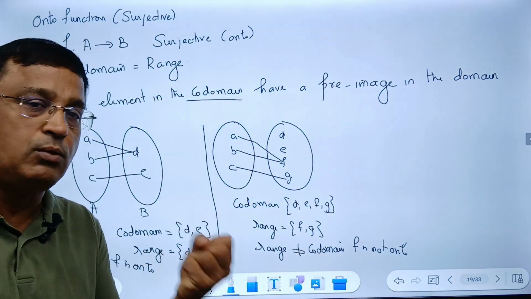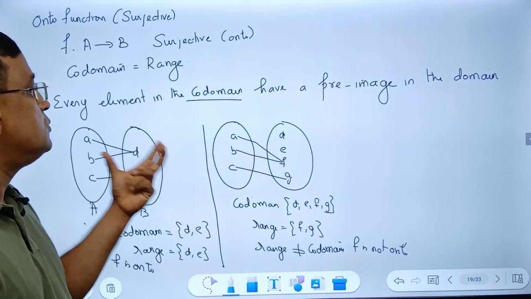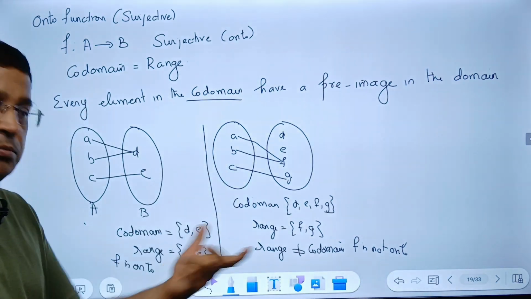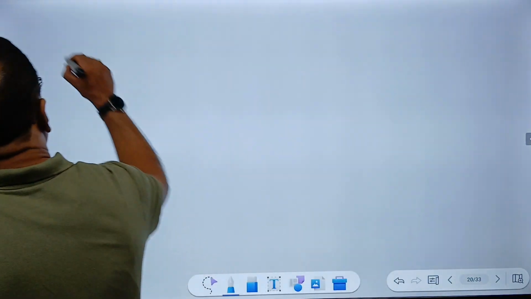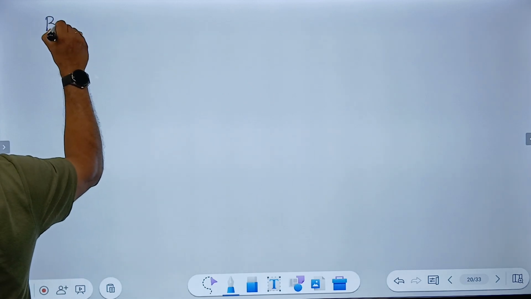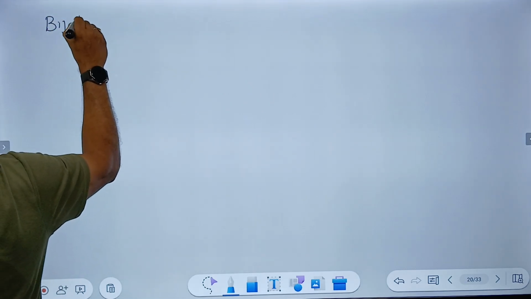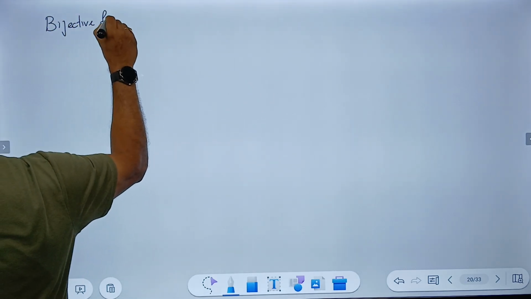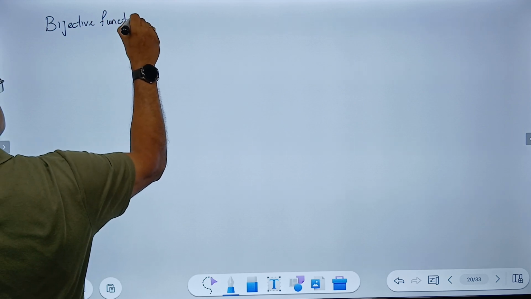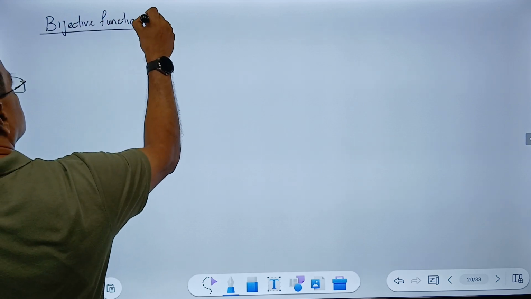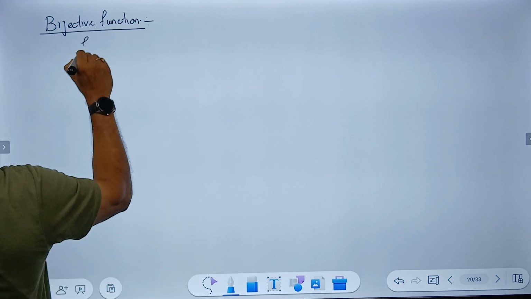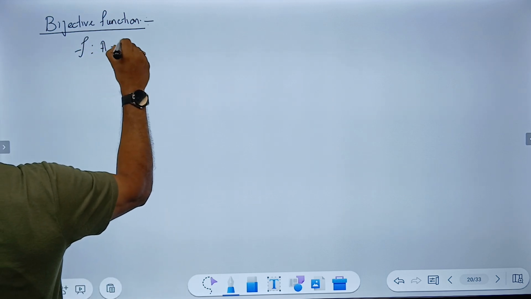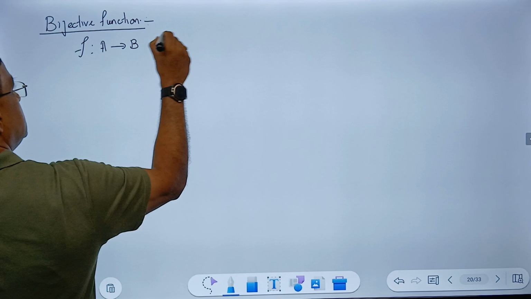Okay, so you understood what a one-to-one function is, and you have also understood what an onto function is. I hope it's clear. Now the next one is called bijective function. What is a bijective function? F from A to B is bijective.